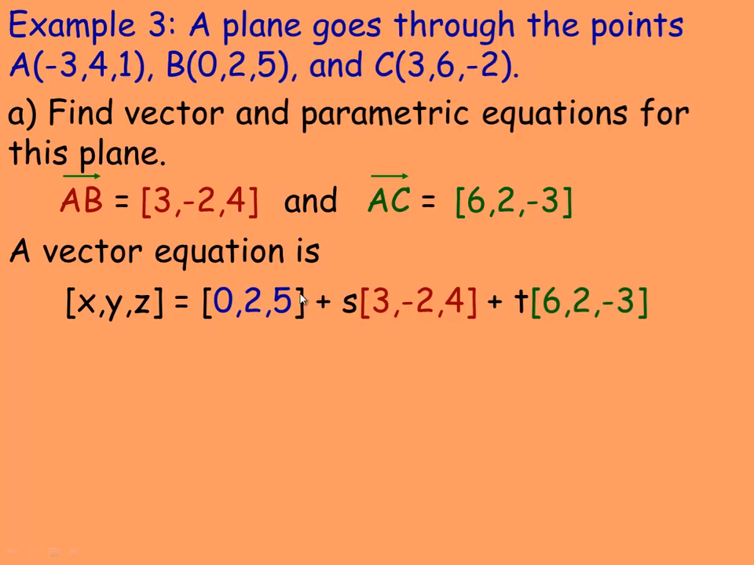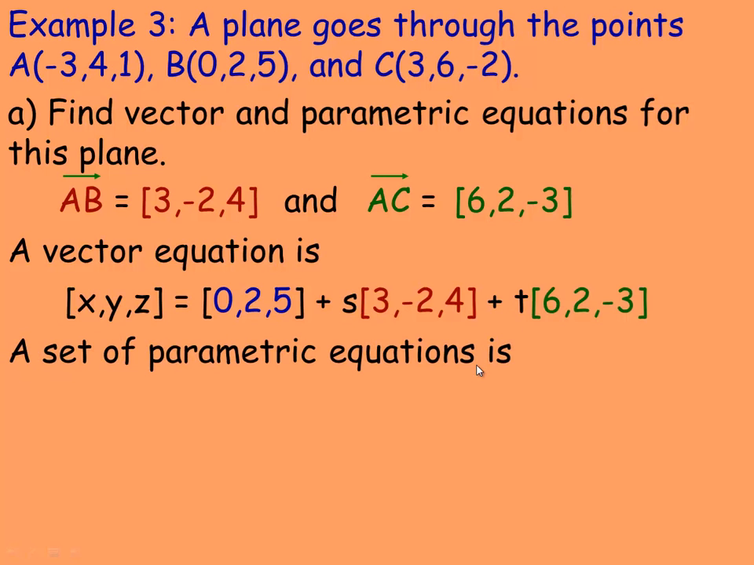So a possible vector equation is x, y, z equals. Now, this is the position vector of any one of the points on the plane. So I use B, but I could have easily had negative 3, 4, 1 here, or 3, 6, negative 2. It wouldn't matter. And so s times the AB vector plus t times the AC vector. s and t are often used for the parameters. You can use other ones as well. It really doesn't matter, but s and t are used a lot.